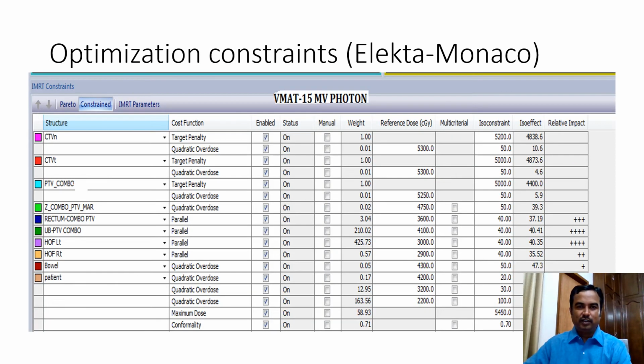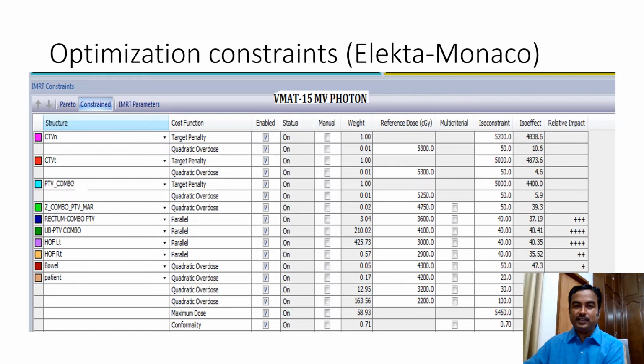These are the optimization constraints which we use in our institution, because we use the Monaco planning system. I am showing the constraints which we were using in our institution. Here, caution should be given to the patient or body structure. We are using 3 layers of quadratic overdose for the patient body, because it helps us in reducing or controlling the low dose area.